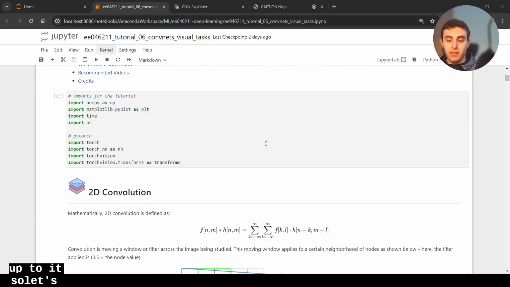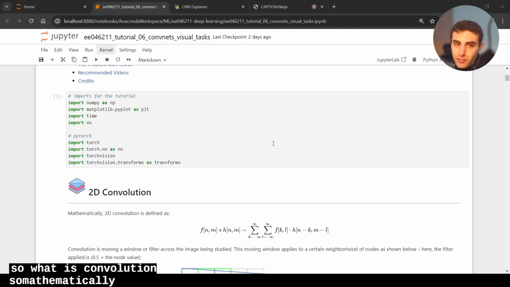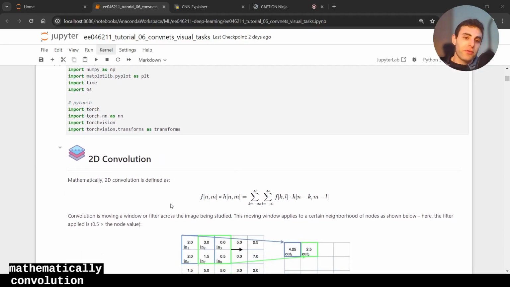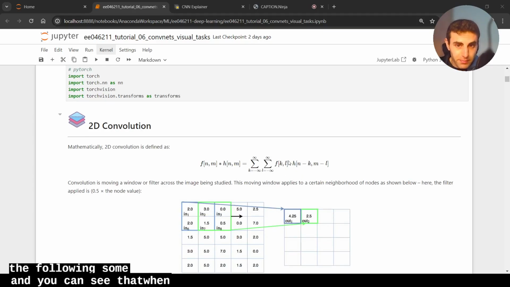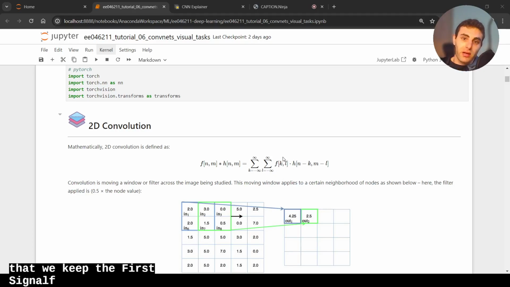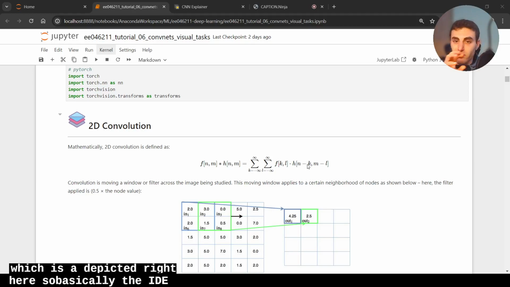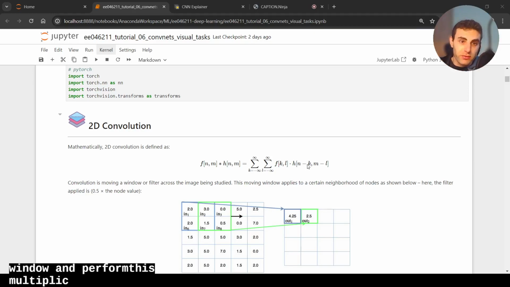So let's begin. What is convolution? Mathematically, the 2D convolution over 2 signals f and h is defined as the following sum, and you can see that we keep the first signal f at indices k and l, and then we multiply it by a moving window of the second signal h, which is depicted right here. So the idea is like moving a window and performing this multiplication between the 2 signals.